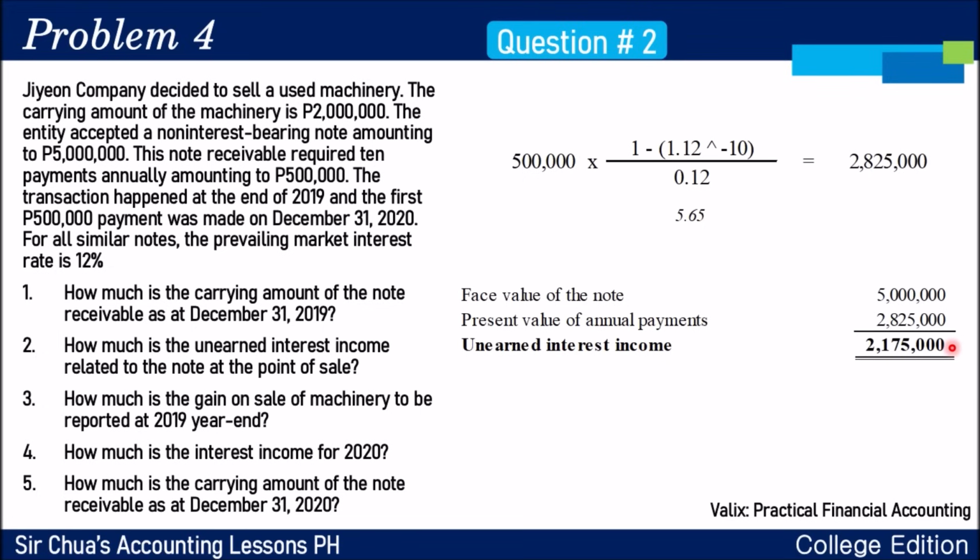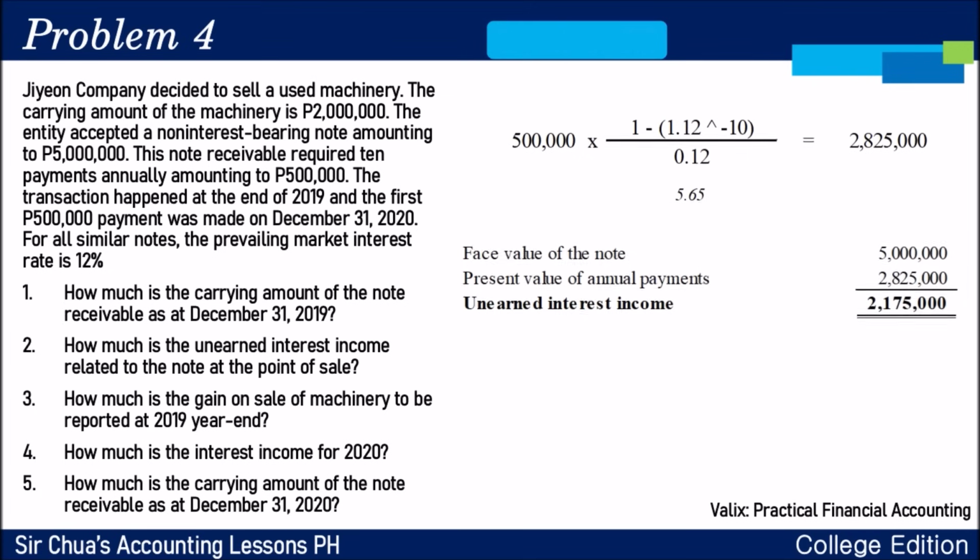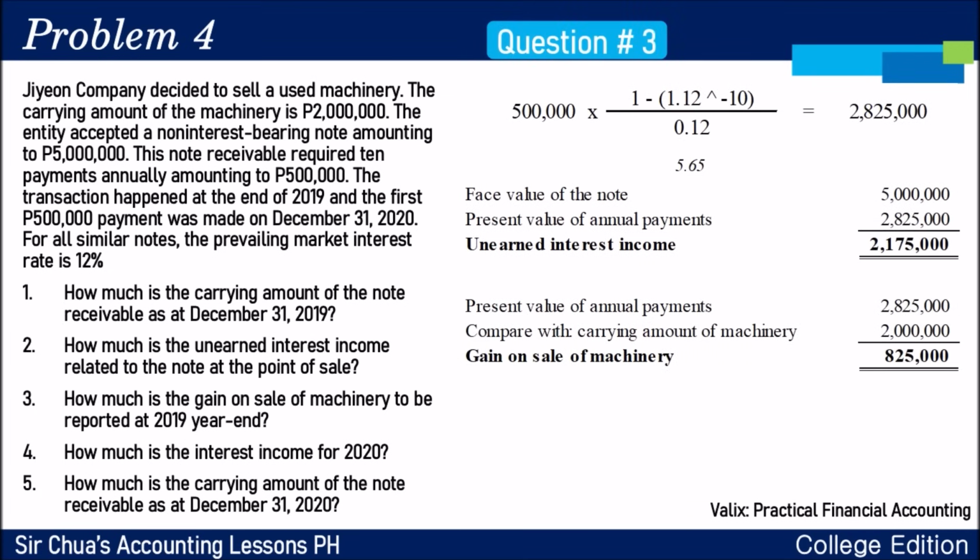Okay? Now, let's compute for the gain on sale of machinery at the time of sale, and that would answer your question number 3. If the present value of the annual payments is 2,825,000, that represents the selling price. Okay? Now, the machinery's carrying amount at the time of sale is 2 million. Automatically, you get a gain on sale of 825,000.